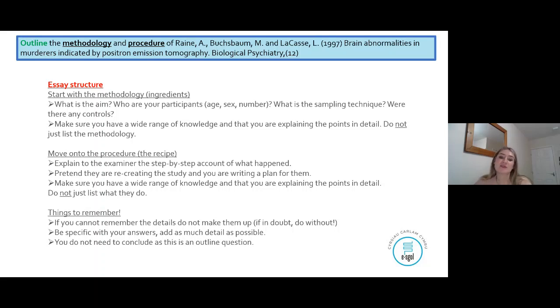Again, make sure you have a wide range of knowledge and you are explaining the points in detail. Don't list them. Then moving on to the procedure, and that's where the marks really are within Watson and Rayner. So give a step-by-step account, go through those 5 or 6 sessions. Emotional testing, how did they do that? How did they initiate that feared response to start off with? What did they then do? They made sure that he was scared of it. They hit the bar and presented him the rat 5 times.